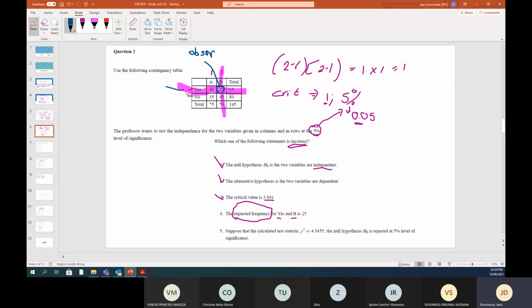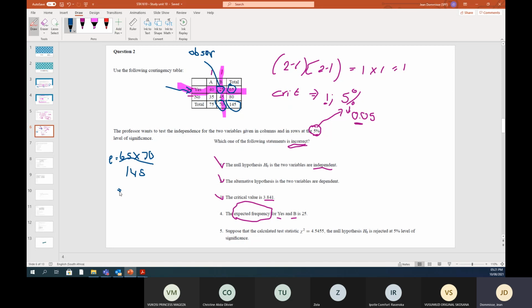So how we work it out is that we say the total of yes, which is 65, times the total of B, which is 70, divided by the total of your big sample, which is 145. So that will be our expected value. Okay, so that is if it was distributed nicely within the table, that is what we would have expected the number to be.